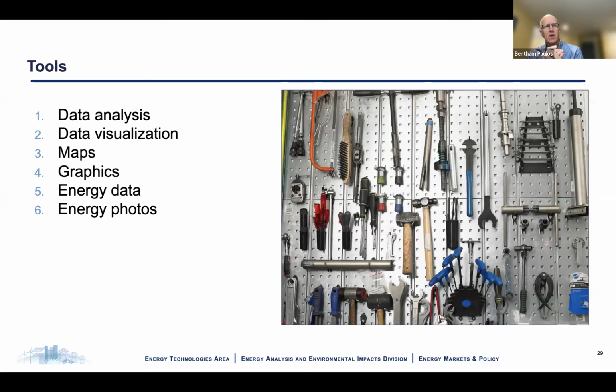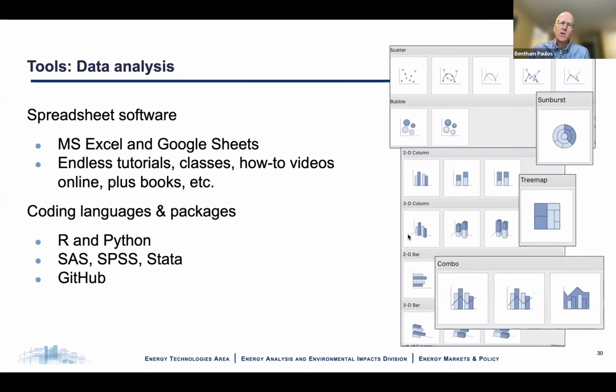So here are a set of 6 types of tools for analysis, for visualization, making maps, graphics, and photos, and also sources of where to get energy data. First of all, the most common tool for analysis is, of course, Excel and Google Sheets, the imitator of Excel, spreadsheets. Excel has been around for a long, long time and has become highly evolved. I'm always amazed at how much more there is under the hood than I can keep track of.